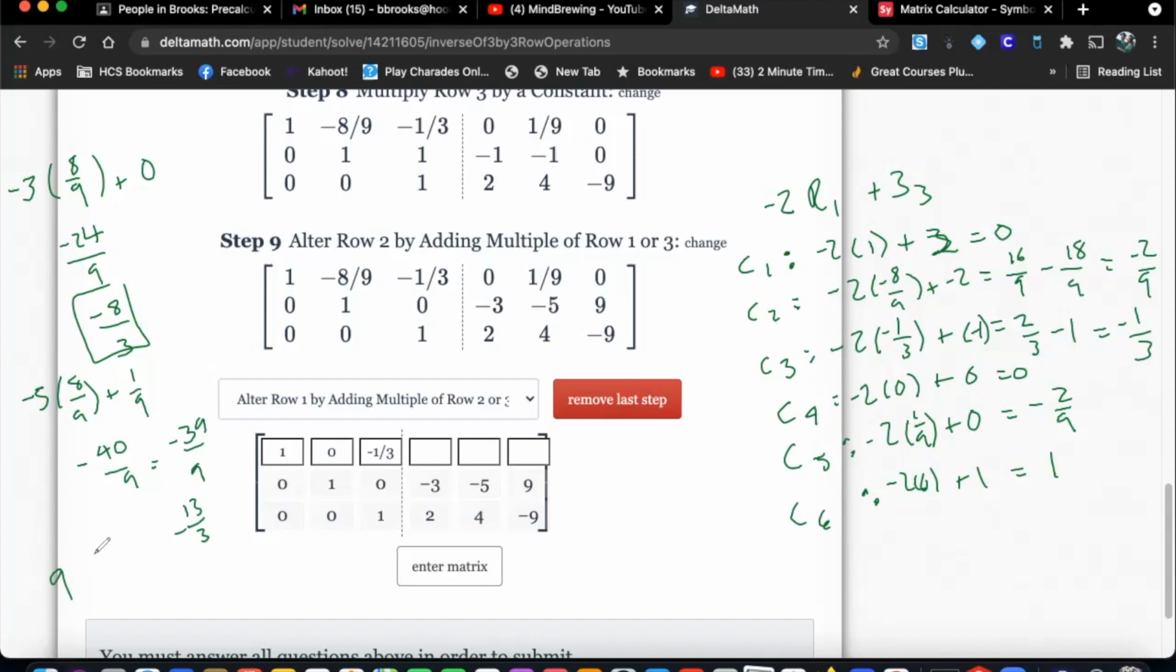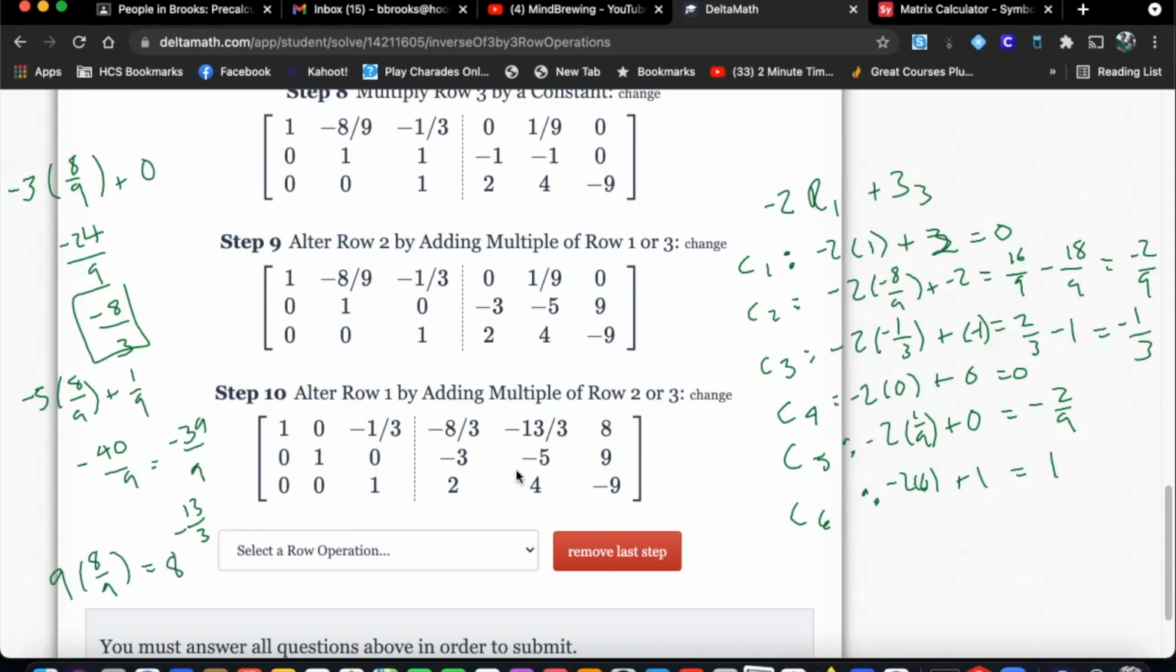And then you'd have 9 times 8/9. That's helpful. It is going to be 8. All right. And we're just adding 0 to that one. So let's see. This would be negative 8/3, negative 13 over 3, and 8. Yeah, I'm so hopeful that I'm correct here.